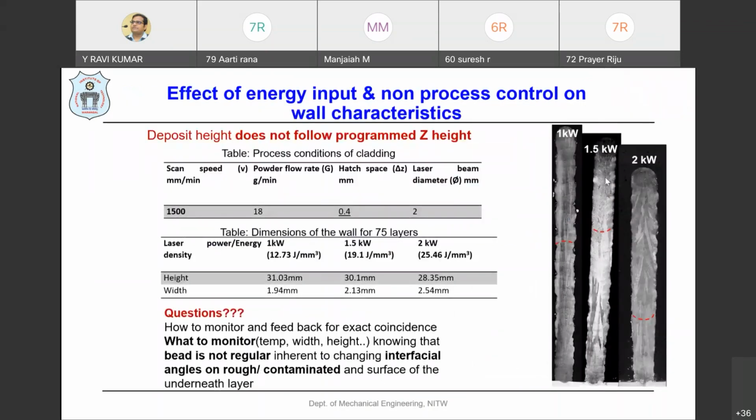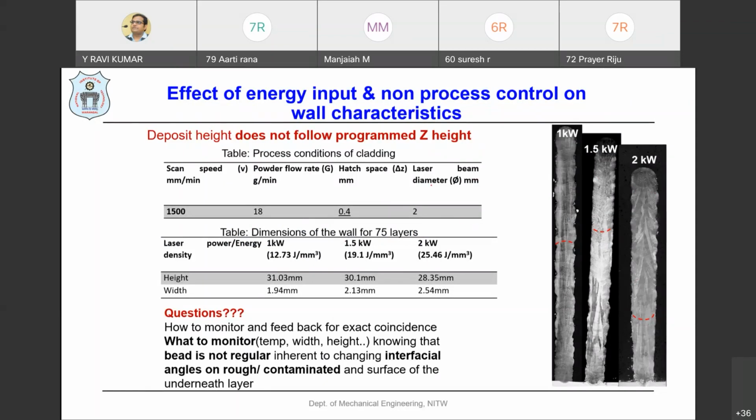And also we have tried how we can address the energy. So energy density is going to affect the variations in the geometrical aspects. That is, the geometrical aspects in terms of the Z height at 1 kilowatt, 1.5 kilowatt, at 2 kilowatt, how it is going to be varied. You can see we are keeping constant the powder flow rate of 18 gram per minute, as well as the scan speed of 1500. Only we are changing the laser power and how we can monitor.